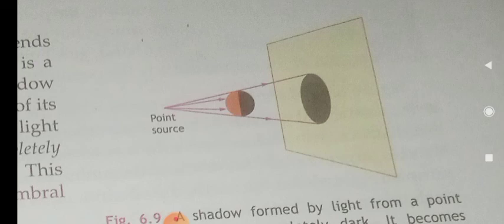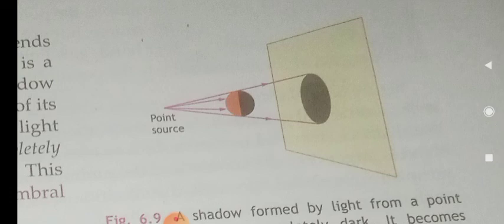Okay, for example, if you hold a square sheet of cardboard in front of a point source, the shadow will be square only when the sheet and the screen are parallel. So it will be square only when they are parallel to each other, then you can get a square shadow. If you change the distance, the shape will also get changed.